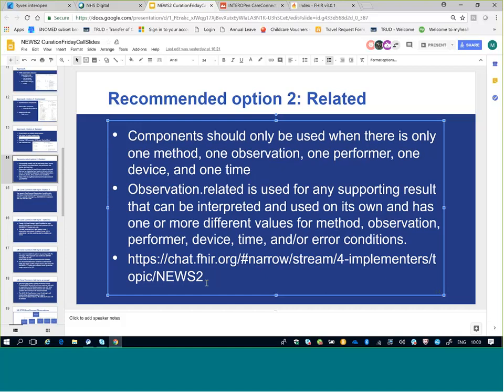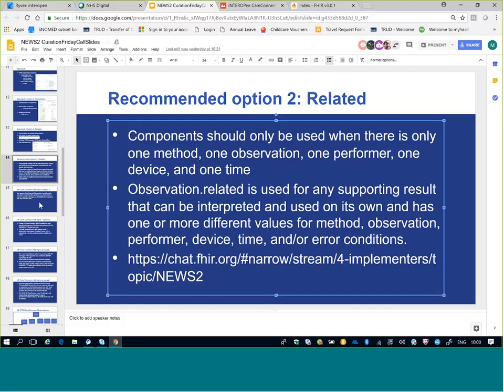The final link here is a discussion forum where we can get some international feedback. I posted that question, whether to use component or related. The response I got was that related is the best recommended option, so we are proposing to use that.